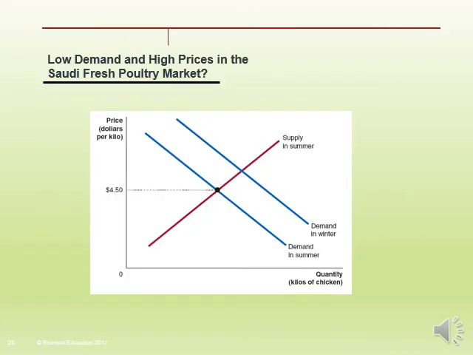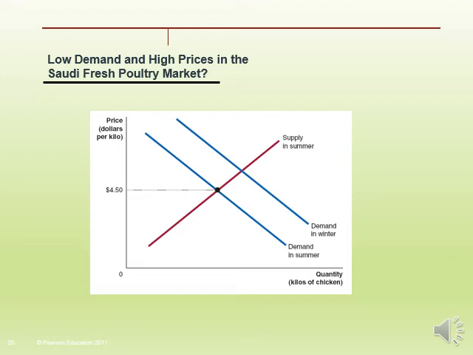So I just want to give one more example here. This is the market for poultry or chicken in Saudi Arabia. Now, Saudi Arabia is an interesting culture in a way, because generally the Saudis like to eat chicken in the winter. They view chicken as being a winter food, and in the summer they're much more likely to eat lamb or fish and salad, because it's a fairly hot country.